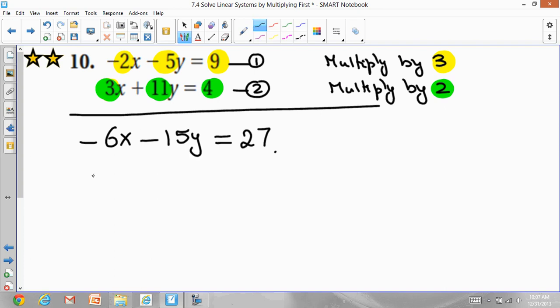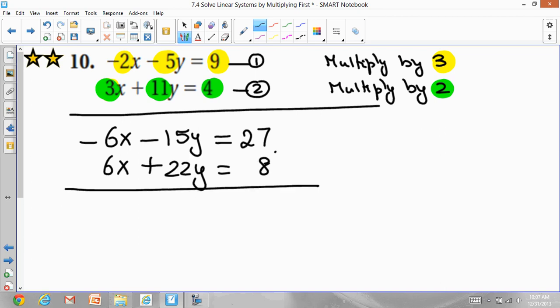So 3 times 2 is 6x, 11 times 2 is 22y, 4 times 2 is 8. Now the reason why I choose to multiply the first equation by 3 and the second equation by 2 is because I'm taking this and this and I'm just reversing it and multiplying it. So now if I look at the new equations, negative 6x and 6x, they can cancel.